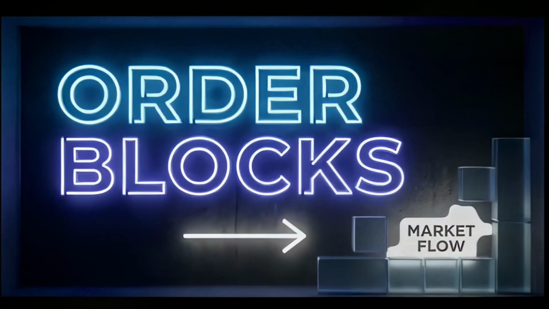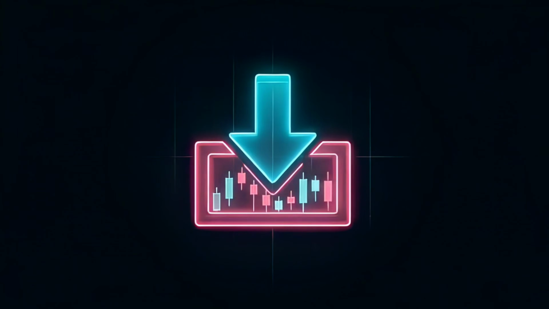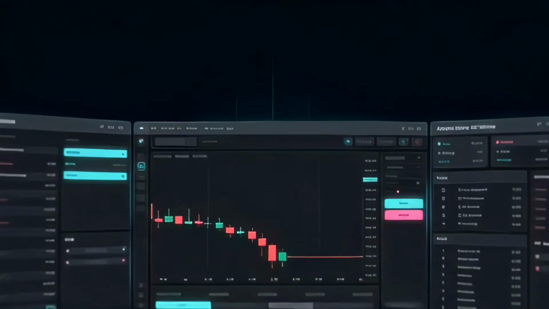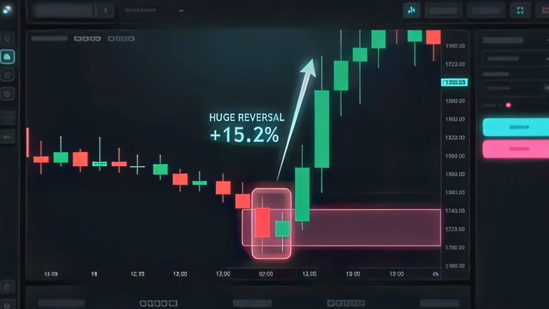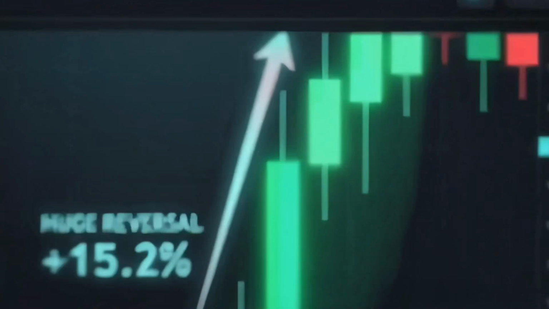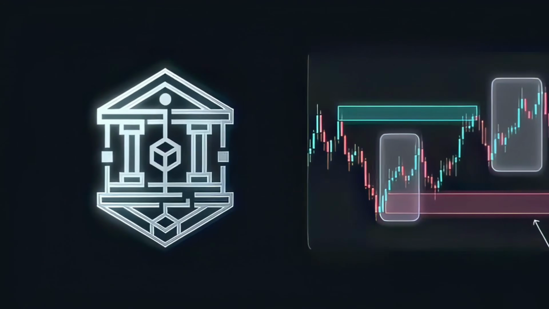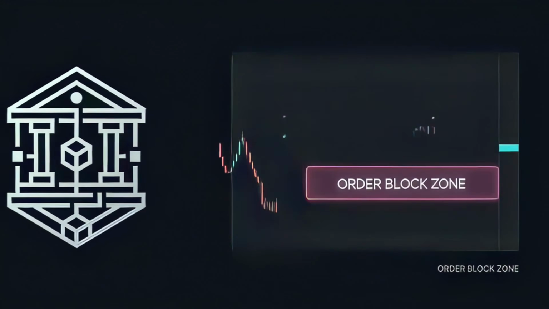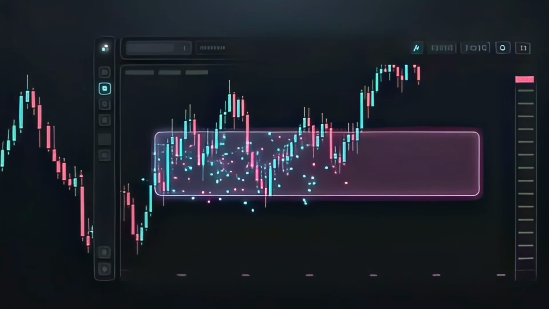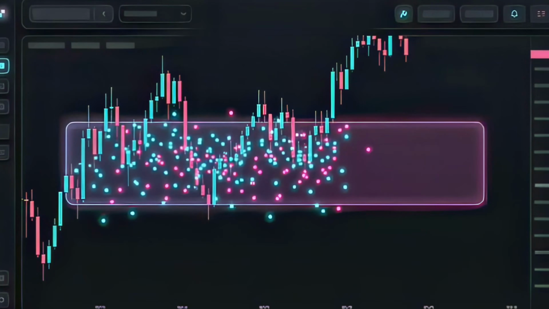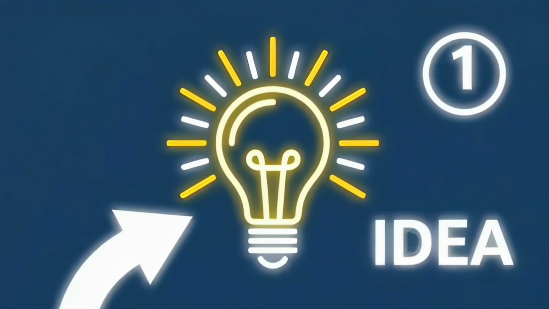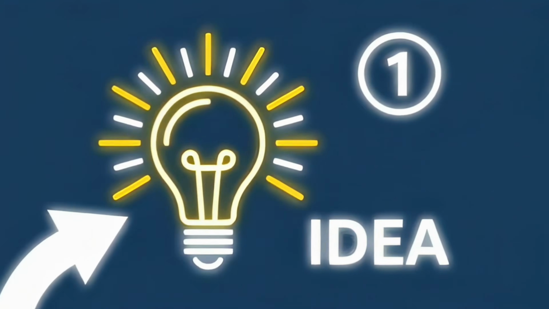Which brings us to order blocks, probably the reason most people install this indicator in the first place. An order block is the last opposing candle before a strong, decisive move away from a level. The logic is that a large player was filling a position right there, and that if price returns to that zone, the remaining unfilled orders may still be sitting there waiting. And it is worth understanding why that happens, because it makes the whole concept click.